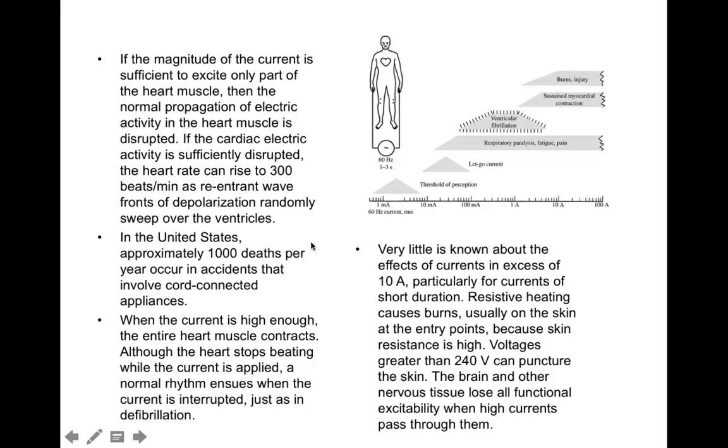Now, when the current gets high enough, the entire heart muscle contracts. So although the heart stops beating while the current's applied, if the current's interrupted, a normal rhythm resumes. Ventricular fibrillation would be when you have a part of the heart that is excited and it causes these irregular beats. That can be corrected with a defibrillator circuit, which basically resets the entire heart potential. When the entire heart muscle contracts, if the current's not removed, you basically have a sustained myocardial contraction, and so you don't have a heartbeat.